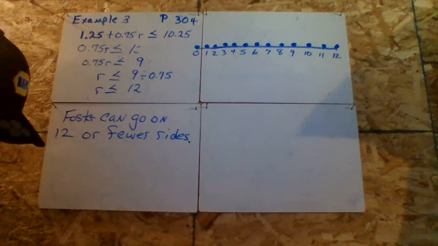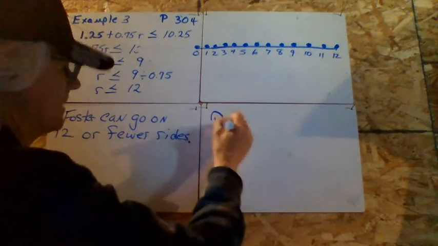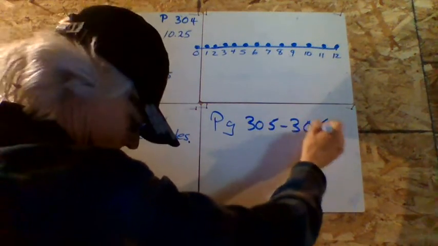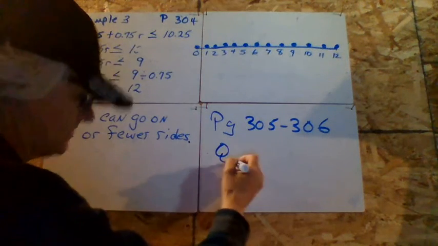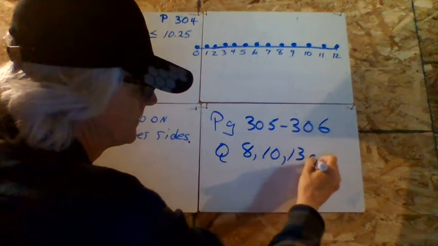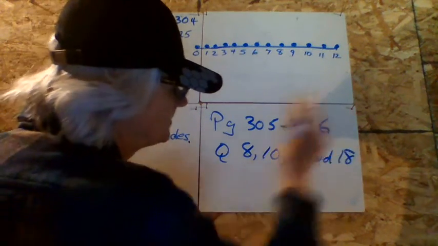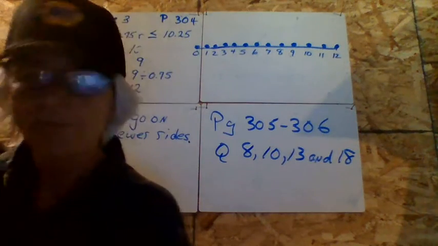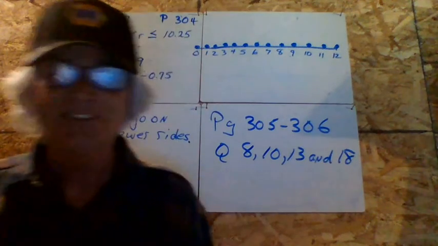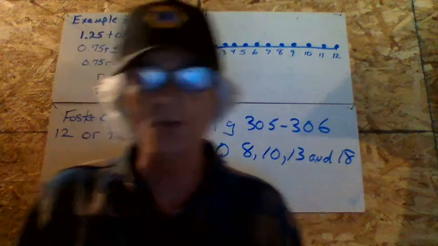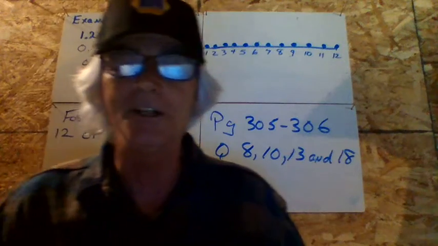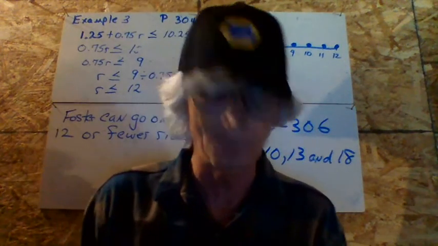So now, questions I'm going to have you do. Page 305 and 306. And I want you to do questions 8, 10, 13, and 18. All right? And again, I'll send all the answers along with you so you can check my work. If you're having problems and you can't get an equation set up, then the logical thing to do is go have a look at mine and then go back and try to do the problem.